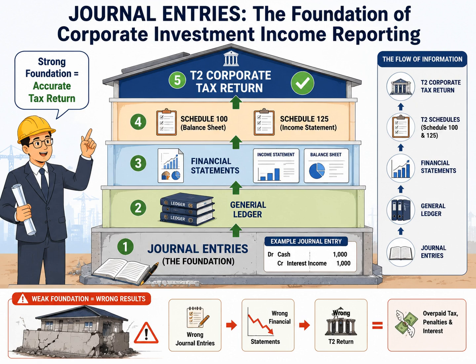But the reverse is also true. If the journal entries are wrong, every step above them becomes unreliable. Incorrect journal entries lead to incorrect accounting records. Incorrect accounting records lead to incorrect financial statements. And incorrect financial statements lead to an incorrect T2 return.